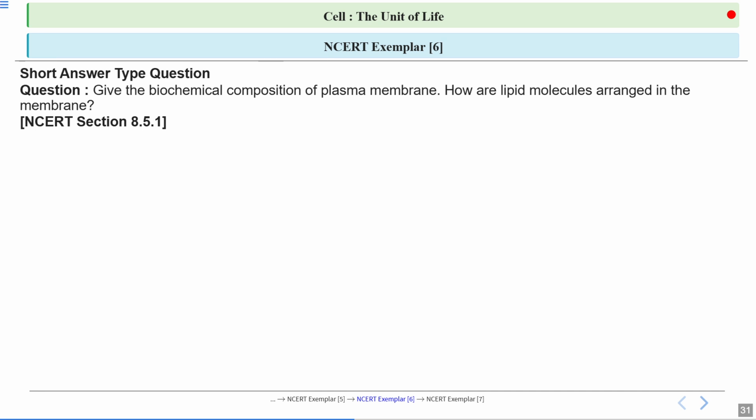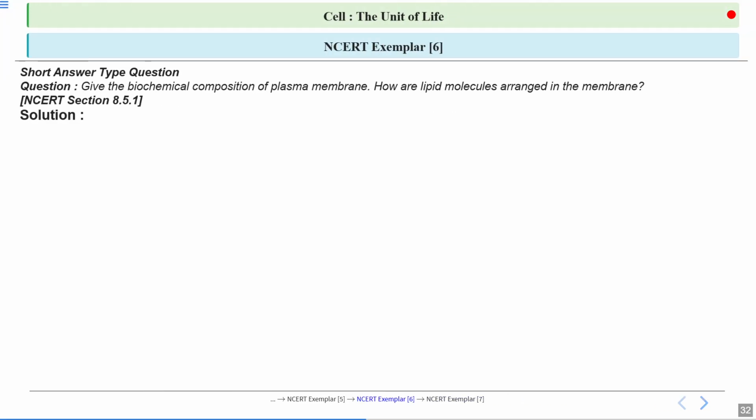Next question. Give the biochemical composition of plasma membrane and how are the lipid molecules arranged in the membrane? So this question is coming from the NCERT section 8.5.1. Thinking process.